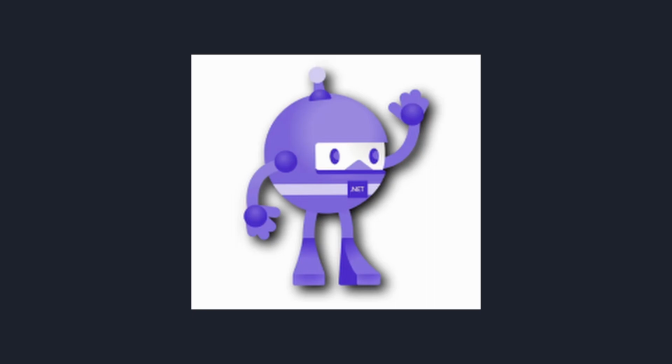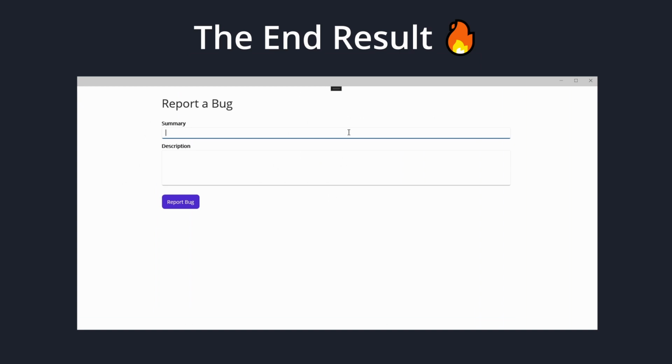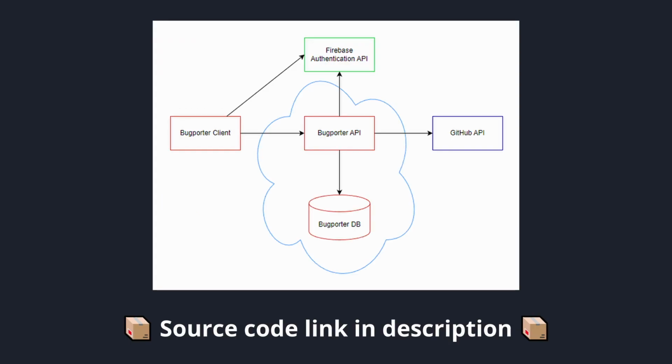If you're building a .NET MAUI application, you'll need to know how to create an interactive UI. So that being said, let's build an interactive UI in our .NET MAUI Bugporter application. Where we are right now with Bugporter, we have our Azure Functions backend API that exposes an endpoint where clients can report bugs to our GitHub repository.